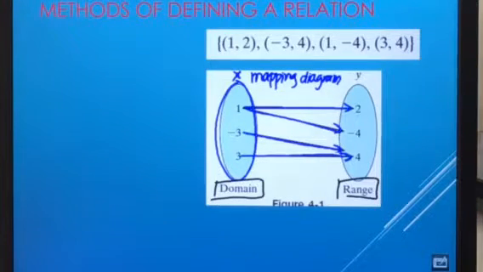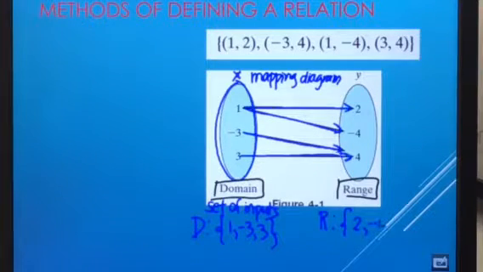So domain is the set of the inputs. So in this case, the domain of this would be listed as 1, -3, and 3, while the range would be listed as 2, -4, and 4.